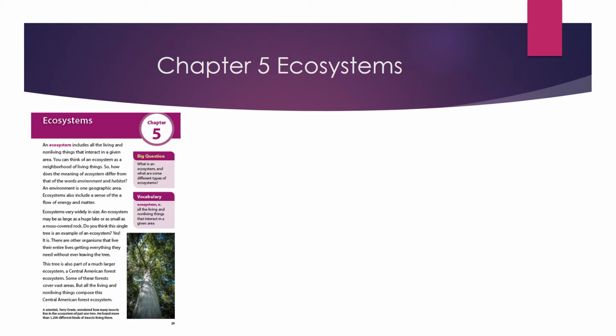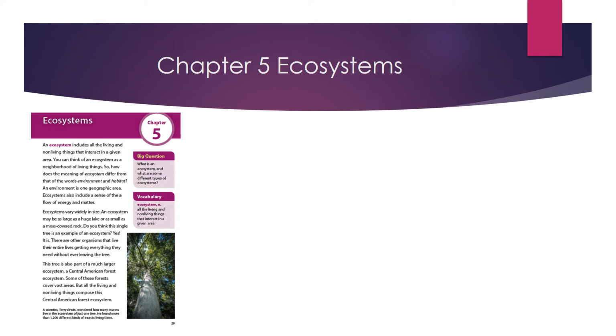Ecosystems. An ecosystem includes all the living and non-living things that interact in a given area. You can think of an ecosystem as a neighborhood of living things. So how does the meaning of an ecosystem differ from that of the words environment and habitat? An environment is one geographic area. Ecosystems also include a sense of flow of energy and matter. Ecosystems vary widely in size. An ecosystem may be as large as a huge lake or as small as a moss-covered rock.